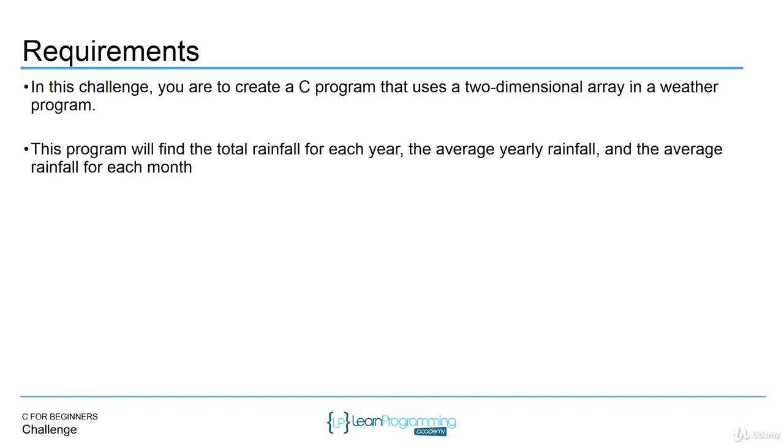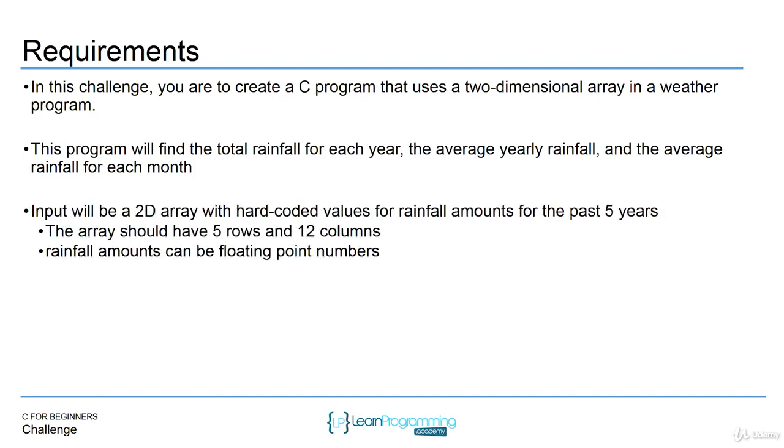This program will find the total rainfall for each year, the average yearly rainfall, and the average rainfall for each month. So those three things are going to be output. The input is going to be a two-dimensional array with hard-coded values for rainfall amounts for the past 5 years. So what this means is you should create a 2D array that has 5 rows and 12 columns. The rows are going to represent the past 5 years, and then the columns are going to represent the months. So how much rain you got in January, February, March, April for each year.